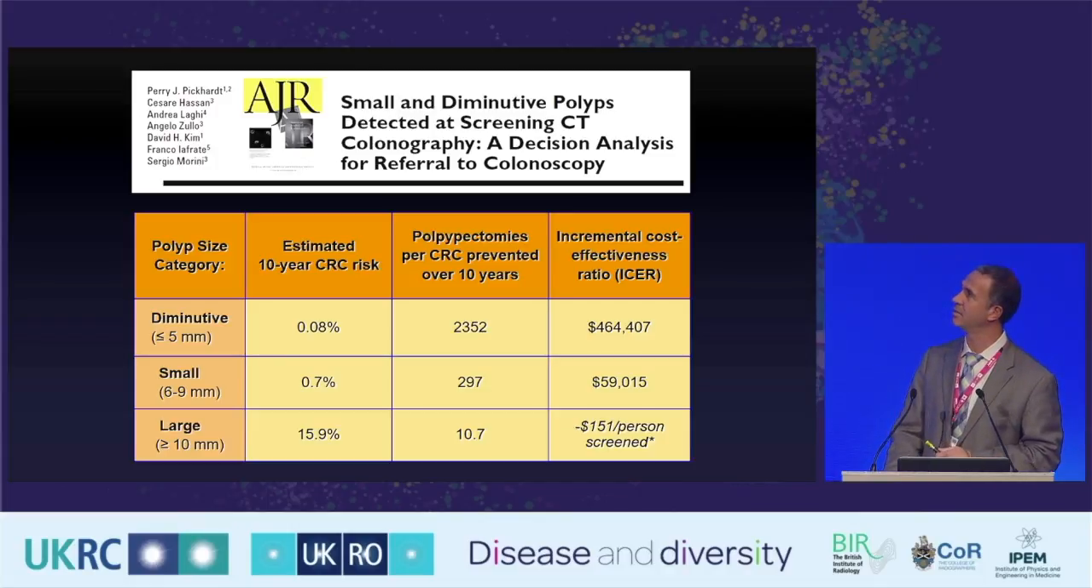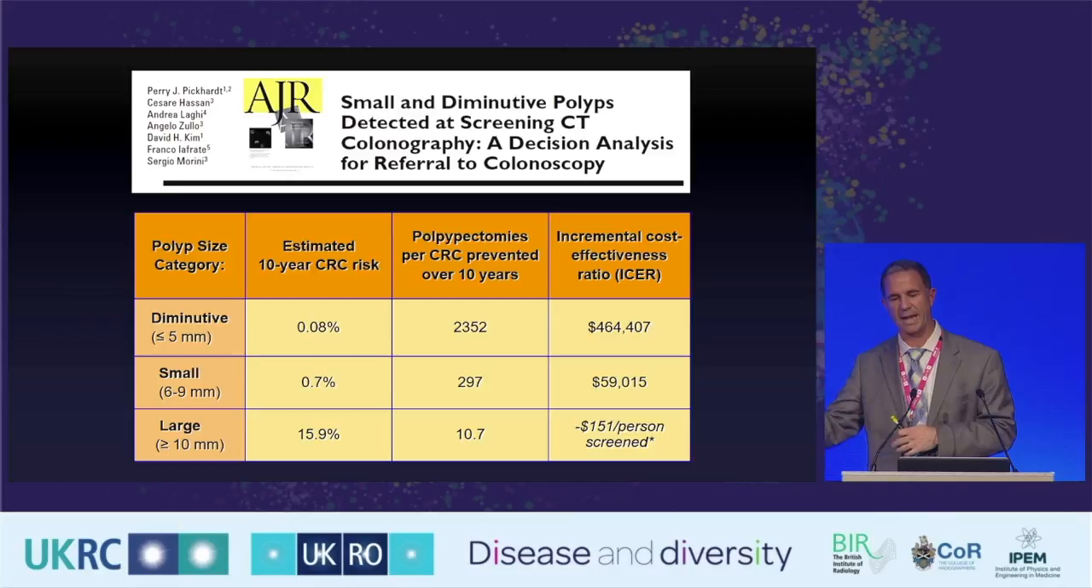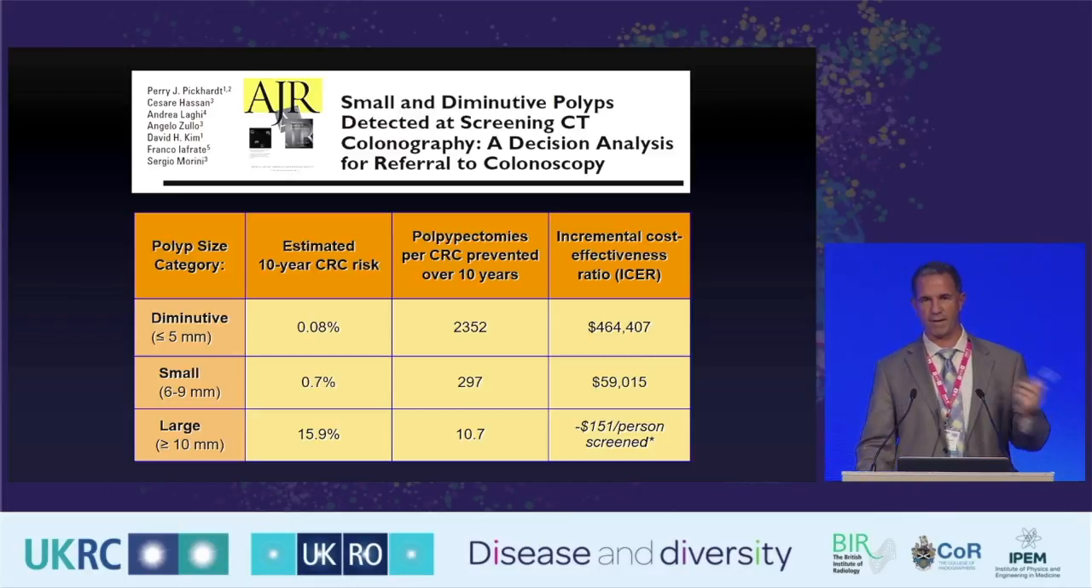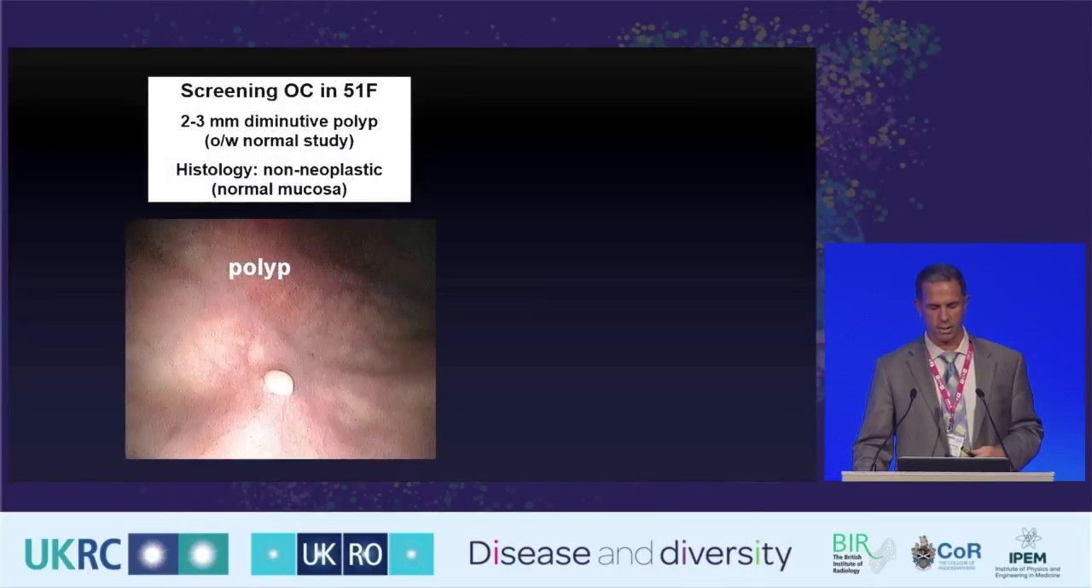And obviously that's ludicrous. If you focus on large lesions, however, if you remove 10 of them, you've probably prevented a cancer. That's probably an underestimation, but it's at a cost savings because the downstream costs of cancer care are avoided by preventing a cancer, much better than detecting an early malignancy, of course.